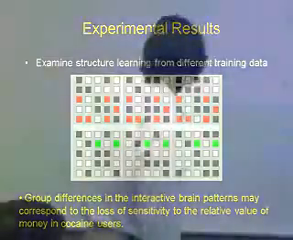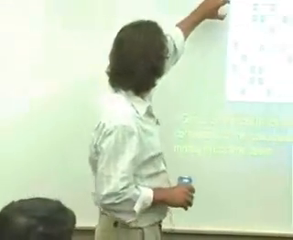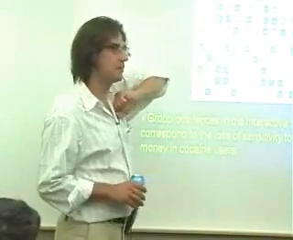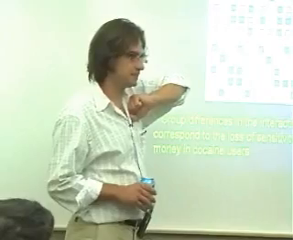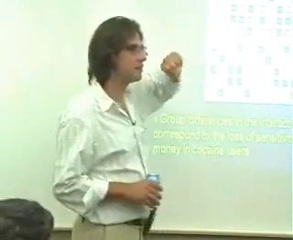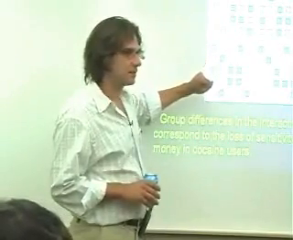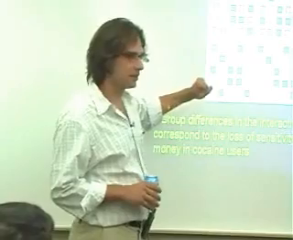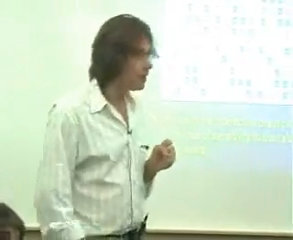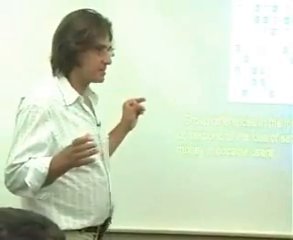These are links for controls. These are links for cocaine addicts. In general, it seems that there are more links between those areas for control subjects versus cocaine subjects. What this means is that there is basically a different function.